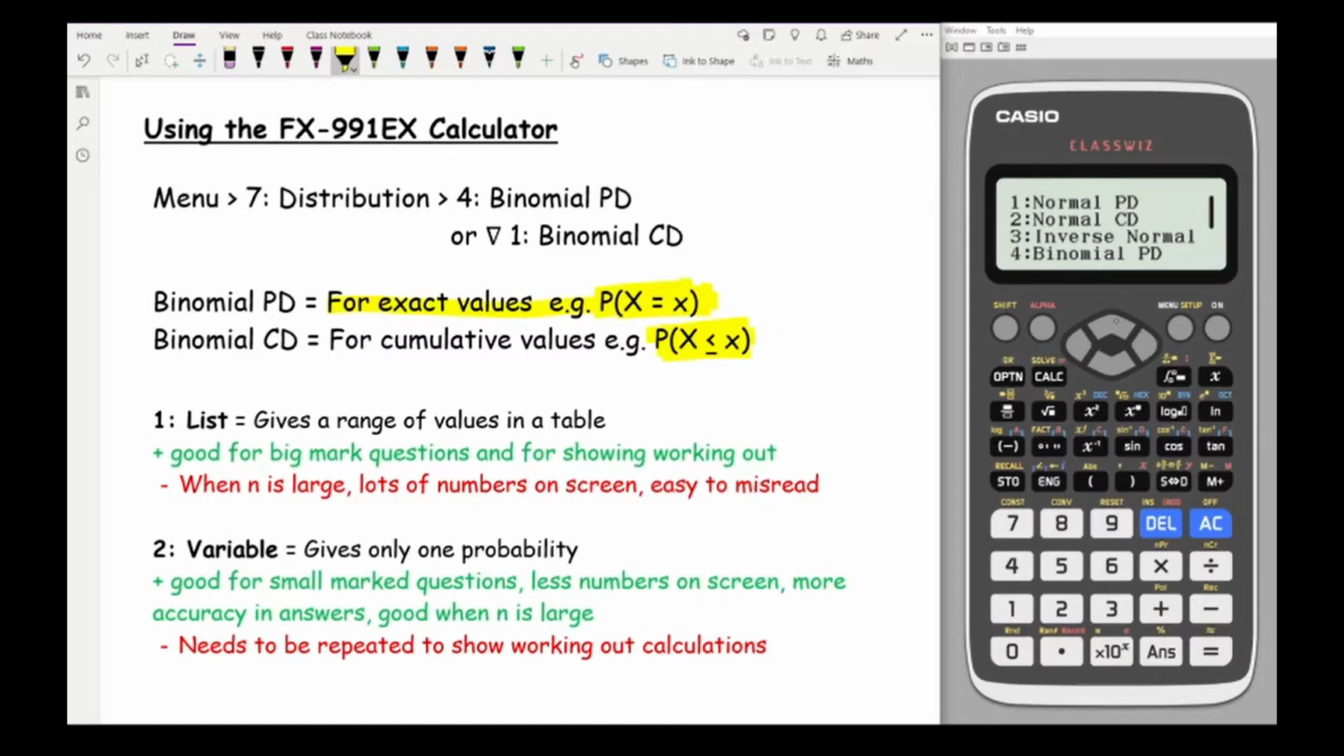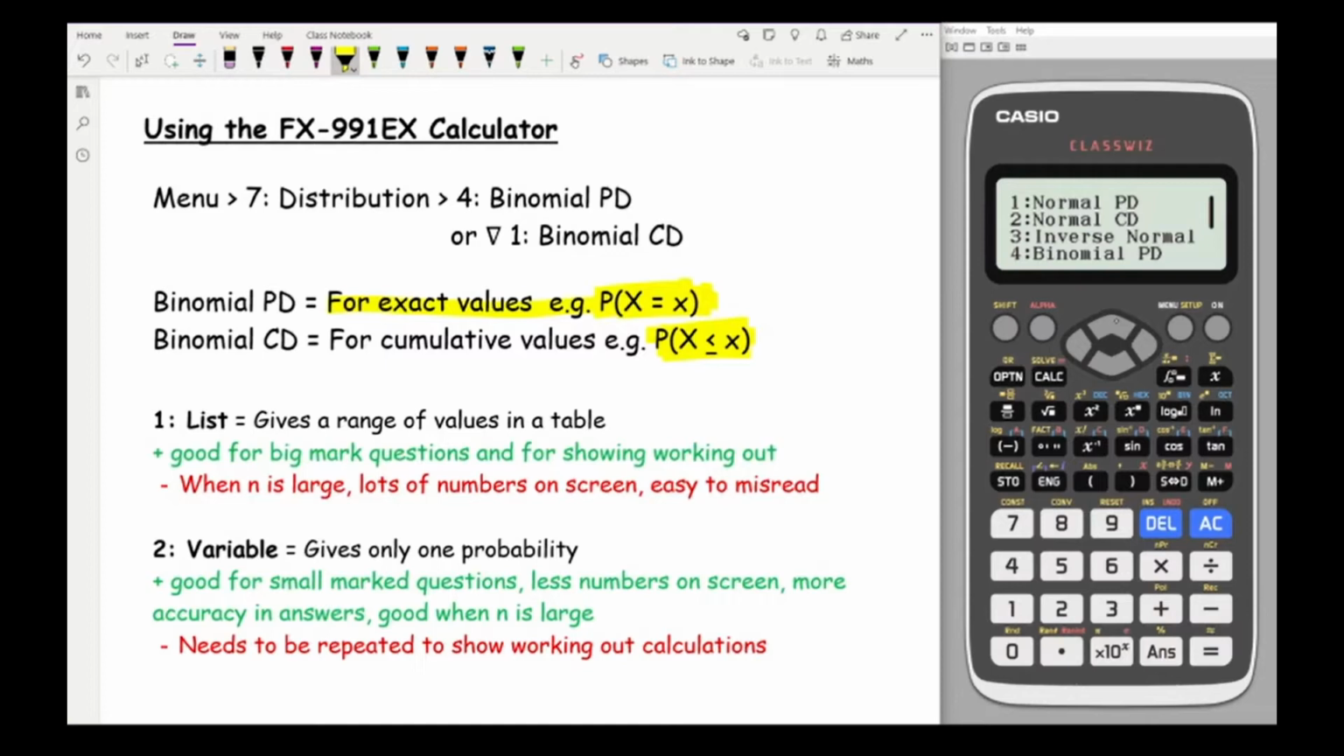Regardless of which method you then choose, you'll get an option of either having a list or a variable. Again, there is no wrong answer in this. It's just a case of what you feel more comfortable with and what practice you do. And I definitely recommend practice, which is the purpose of this video, for you to gain an understanding about what information is shown in both these two modes. There are pros and cons on both modes. The list is basically going to give you a list of values of probabilities, whether it be exact values or cumulative. It's entirely up to you.